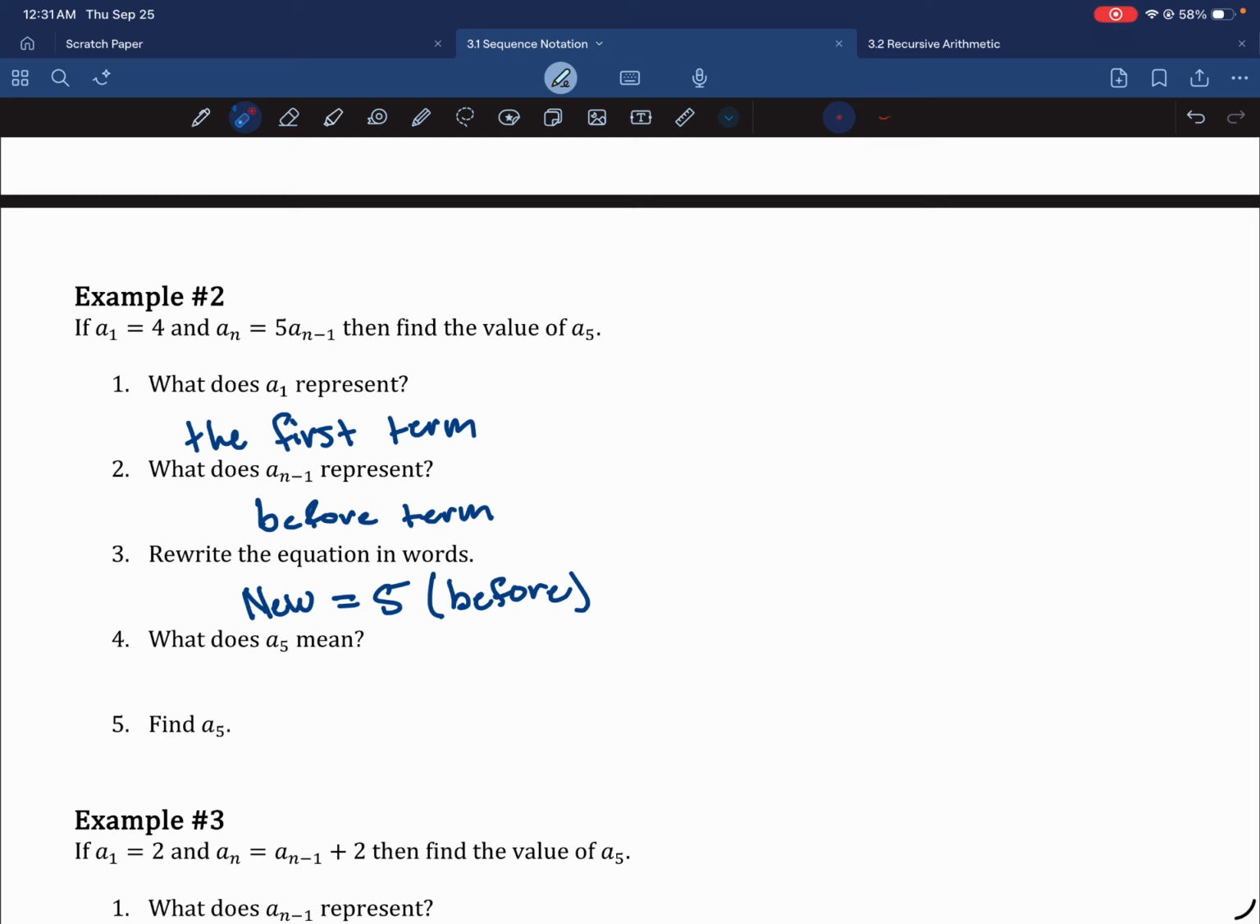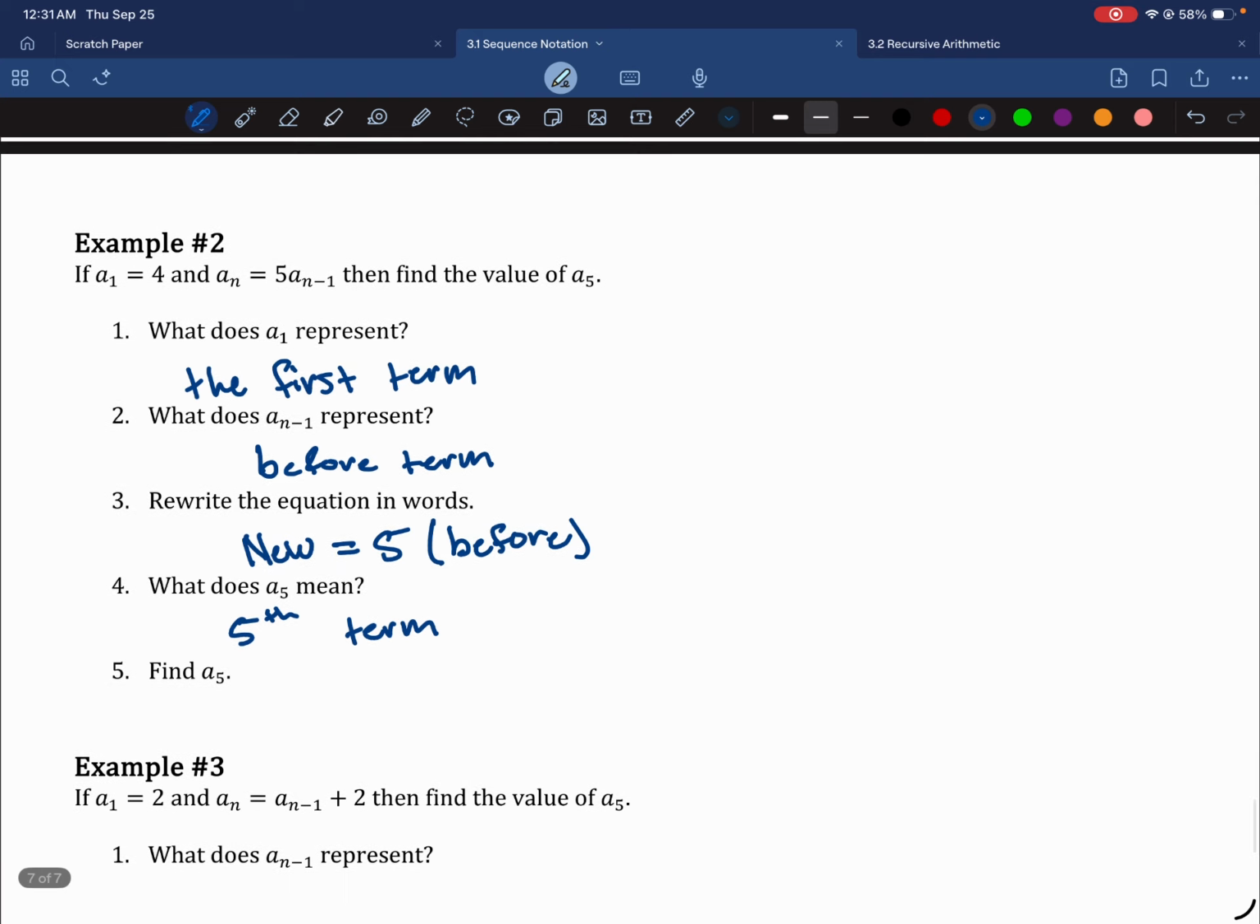What does a sub 5 mean? Well, that means the fifth term. And now I need to find the fifth term. So how I'm going to do this is I need to find all of the terms up until 5, starting with a sub 1. A sub 1 is equal to 4, right? It says it right there. So I found a sub 1.